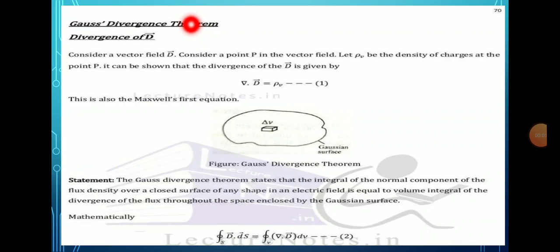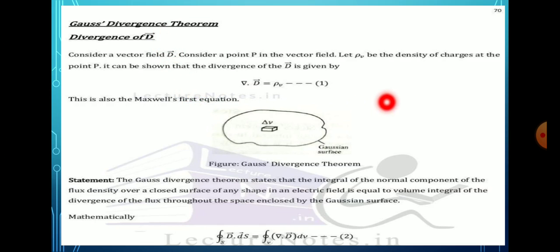Let us move towards the next point, that is the Gauss divergence theorem. We know the statement of Gauss law. Then divergence means del dot. Divergence means the dot product, that is del dot B bar is equal to 0. Let us just go through the theorem.